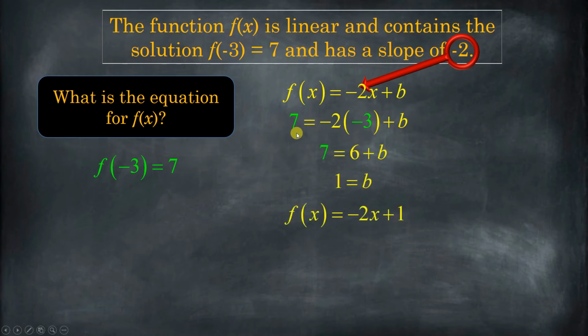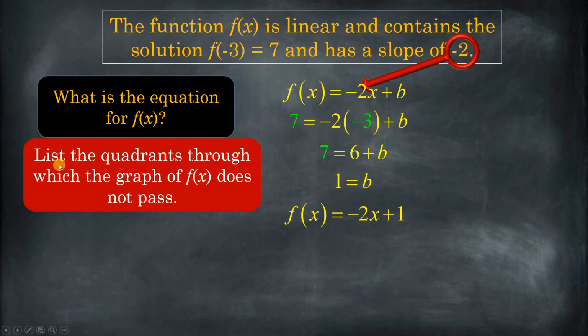Now make sure, a lot of times people do all this work right here, and they never write their answer. Because the question is, what's the equation for f of x? f of x equals negative 2x plus 1. People just leave this as their answer, and that doesn't answer the question, so you'd be totally wrong.